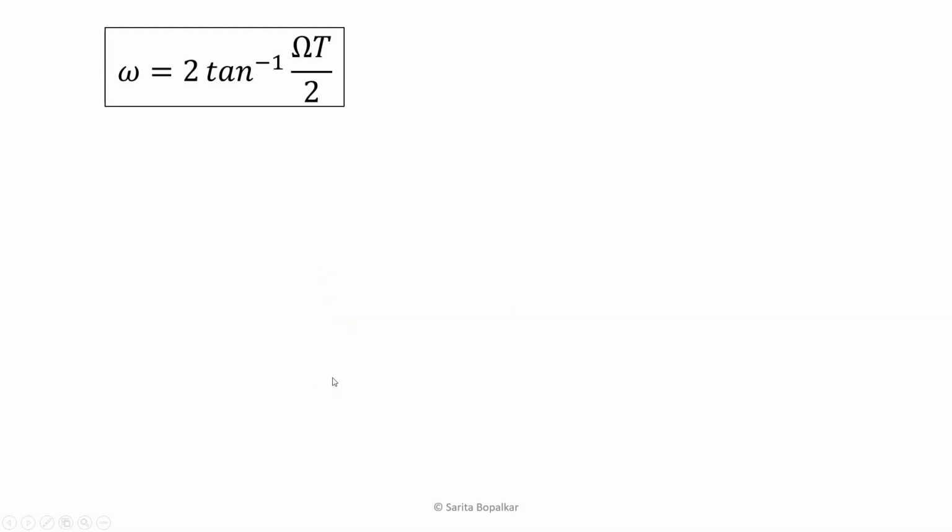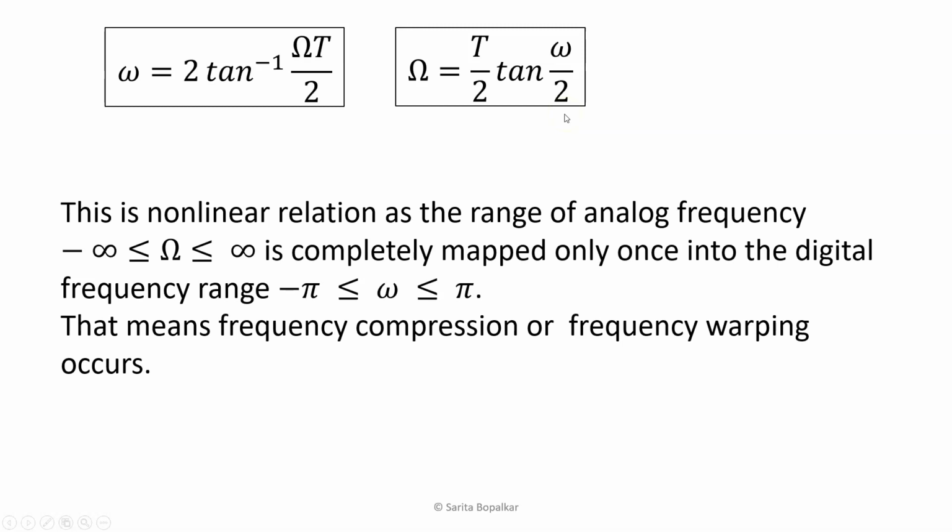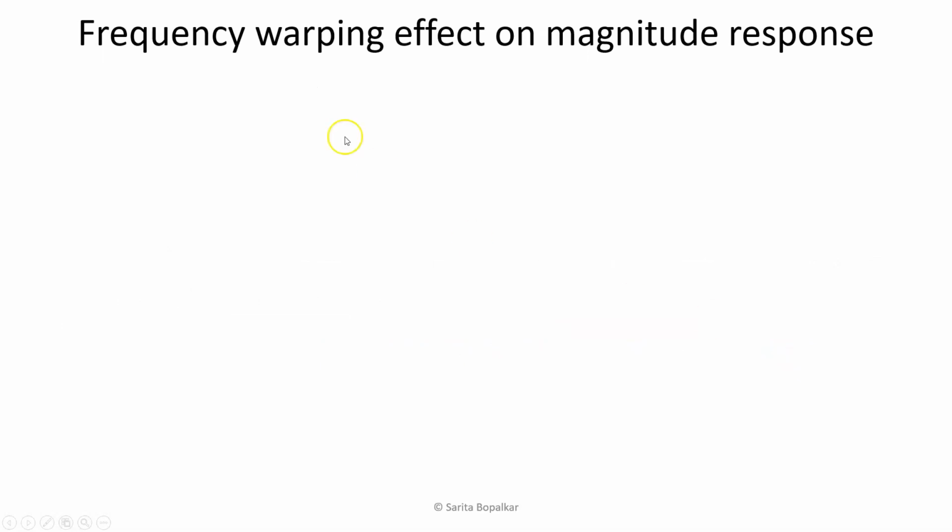Let's see what happens. This relation we can write like this: omega is equal to 2 by T tan of (omega by 2). This relation is a non-linear relation. The relation between analog frequency and digital frequency is non-linear. And the range of analog frequency minus infinity to infinity is completely mapped only once into the digital frequency minus pi to pi. That means the frequency compression happens, frequency warping happens. So what is the effect of this frequency warping on a magnitude response?